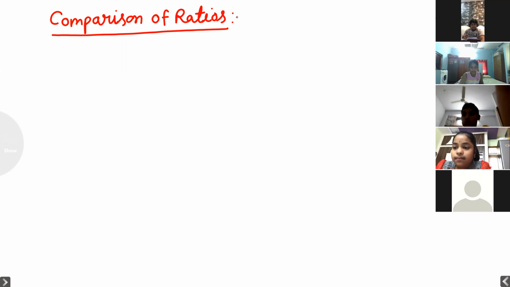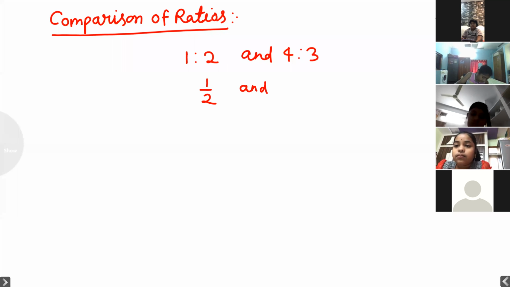Suppose I have written, don't write, students, listen carefully. Firstly, I have written here 1 is to 2 and 4 is to 3. Concentrate everyone. There are 3 steps to compare the ratio. First step, express the ratio as a fraction. 1 is to 2 I can write as 1 by 2 and 4 is to 3 I can write as 4 by 3.